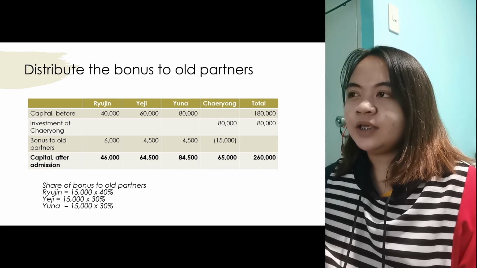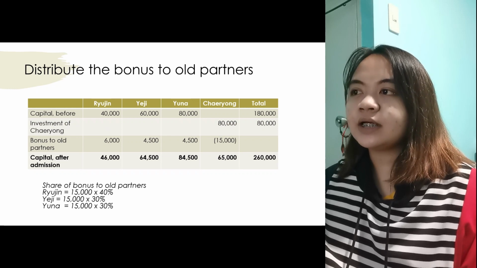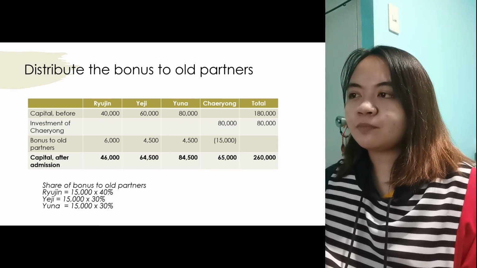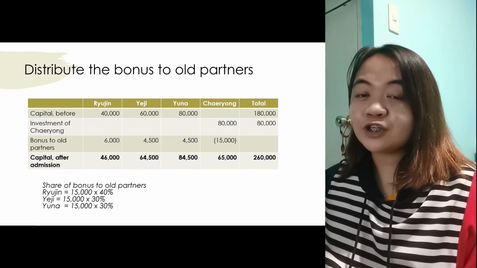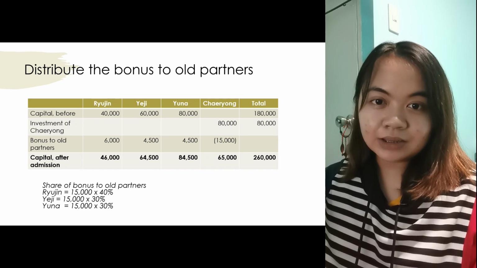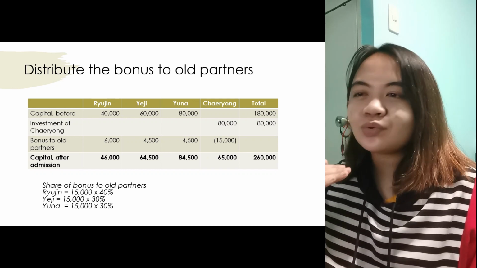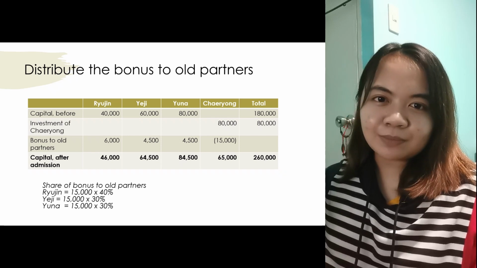So, adjust mo na. You have 40,000 for Ryujin plus 6, 46,000. Yeji, 60 plus 4.5, 64,500. Yuna, you get 84,500. And then for Cheryong, 65,000, which is yung agreed. You get 260,000 total capital of the partnership.